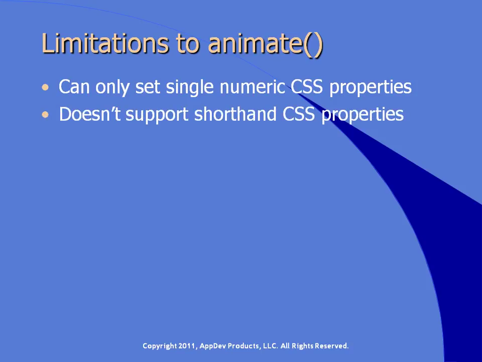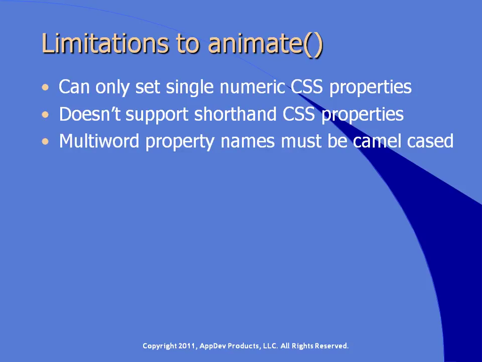The method doesn't support shorthand CSS properties, such as margin and border, which let you specify multiple values for the property. Instead, you have to use the individual, say, margin left, margin right, and related properties. Then multi-word CSS property names, for example, background color and border right, have to be written in camel case when used with the animate method. And that's how I have them shown here. You can't use a dash, you can't use a space between the words within the property name.